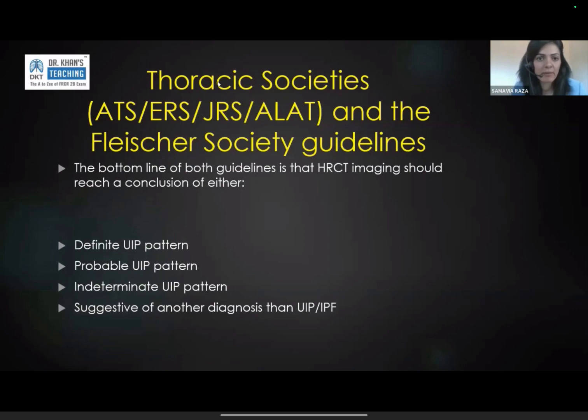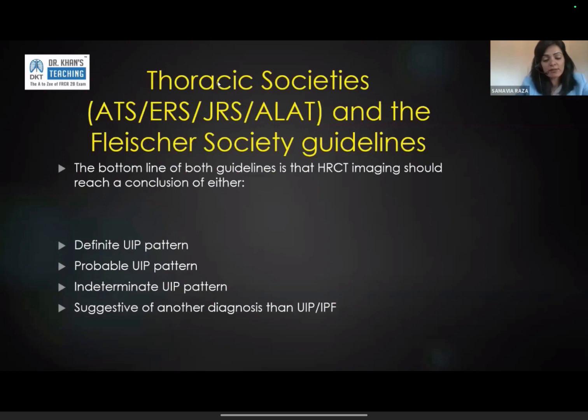The main difference between the American and the Fleischner is the push for biopsy in the American one. The other difference is that the American guidelines actually endorse an expiratory scan that is spiral. That's a higher dose scan. The Fleischner Society does not.